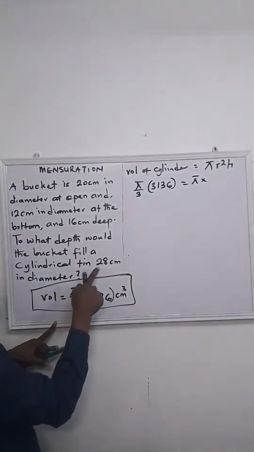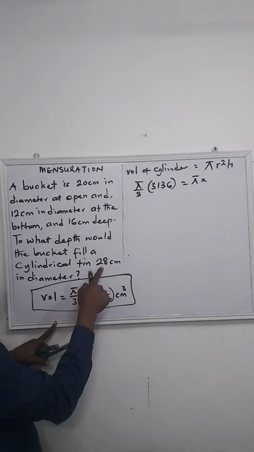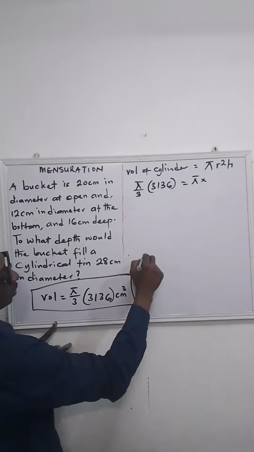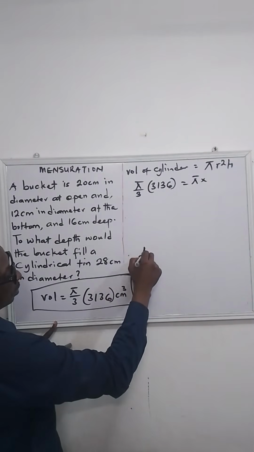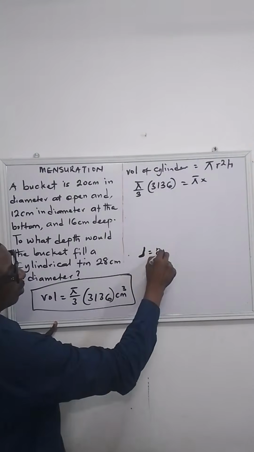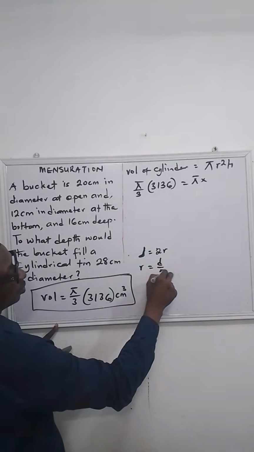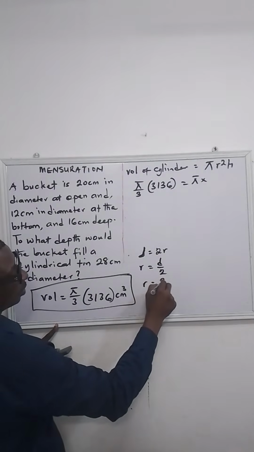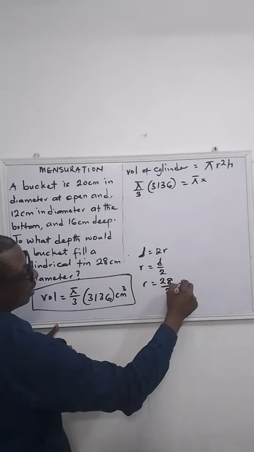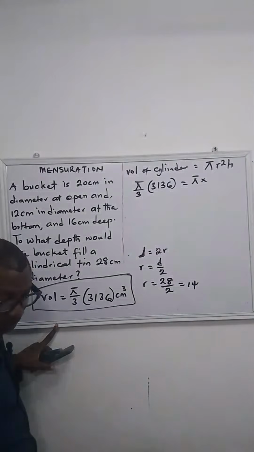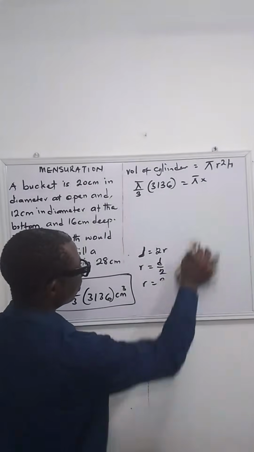We need to get the radius of this cylinder. So it's going to be half of the diameter. D equals 2R, so that means R will be D over 2. The diameter is 28 over 2, and that's 14 centimeters. So the radius is 14 centimeters.